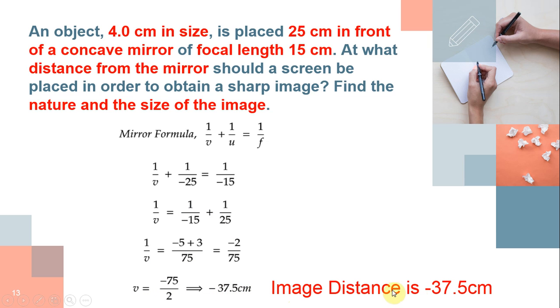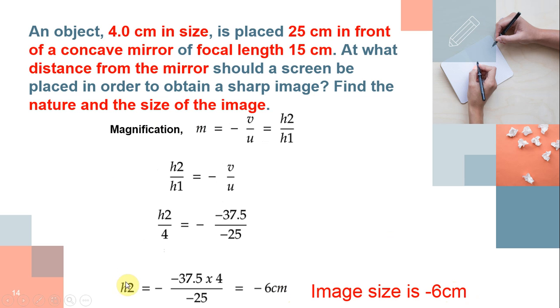That means the image distance is minus 37.5 centimeter. Minus indicates the image is placed on the left side of the mirror. Now we find the size of the image. M is equal to minus V by U is equal to H2 by H1. This formula was already discussed. So H2 by H1 is equal to minus V by U, and substituting the values of H1, V and U, after solving this equation, H2 is equal to minus 6 centimeter. That means the size of the image is 6 centimeter.